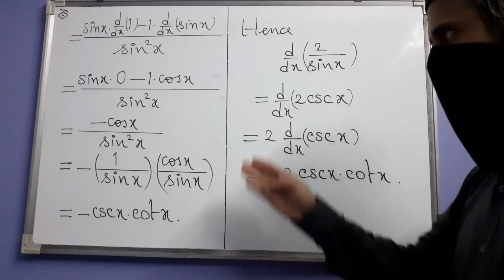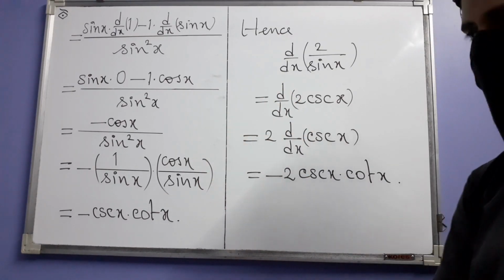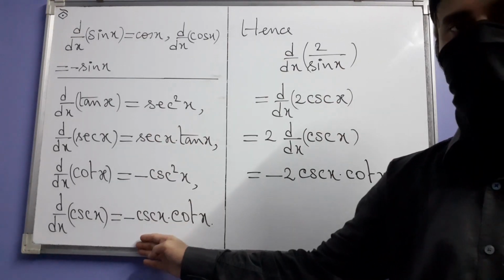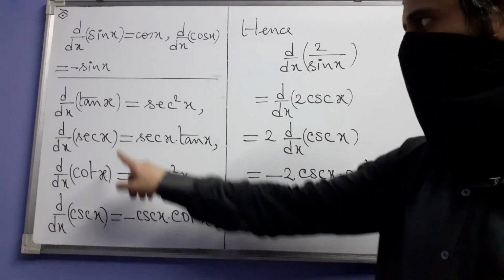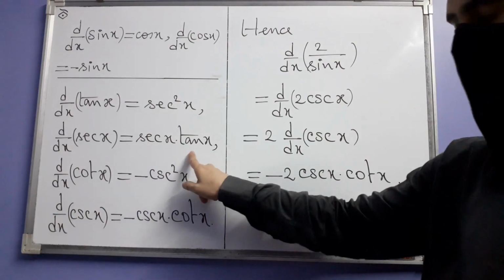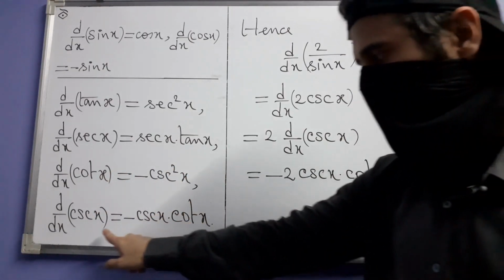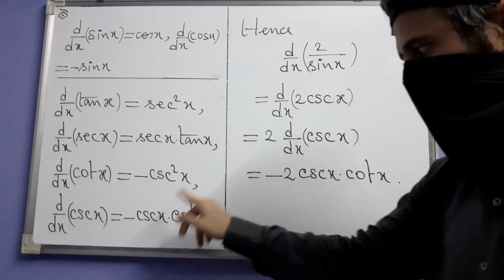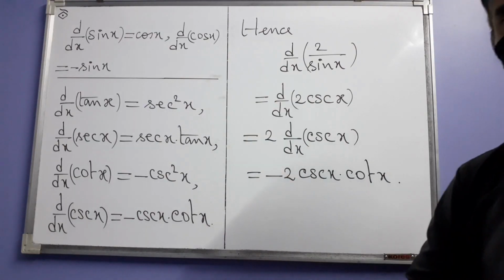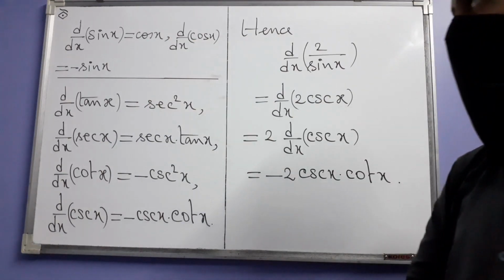And finally, let us summarize and write the 4 derivatives we found today, so that we can see them in one place. So these are the 4 derivatives we found today. ddx of tan x is secant square x, ddx of secant x is secant x times tan x, ddx of cot x is minus cosecant square x, and ddx of cosecant x is minus cosecant x times cot x. And we already know those first two. ddx of sin x is cos x, and ddx of cos x is minus sin x.